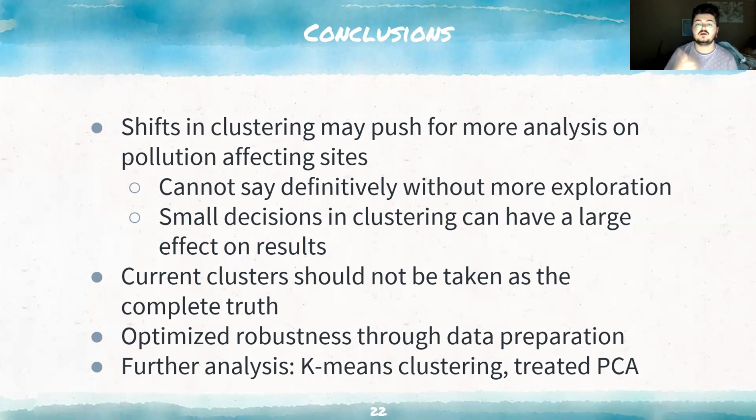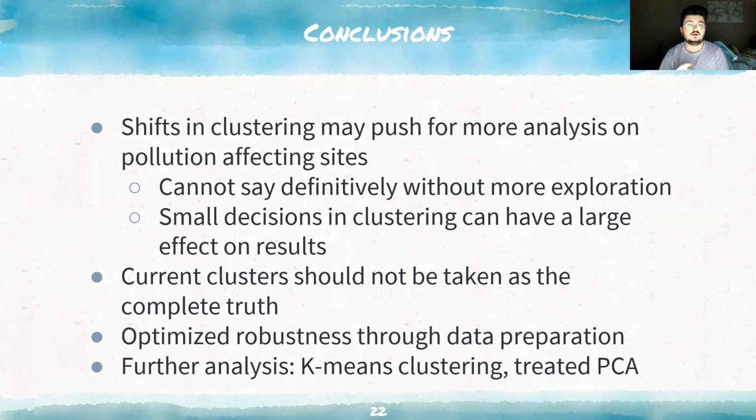Also, as we saw, small decisions within our clustering can have a large effect on our results. Even though I chose to do the 2 clusters and the 7 clusters in the complete linkage, different methods of choosing where those clusters lie may give me a completely different story. That's why we try to see patterns within our data set to help validate that these clusters are in fact there. These current clusters should not be taken as a complete truth, again going back to the small decisions talk.